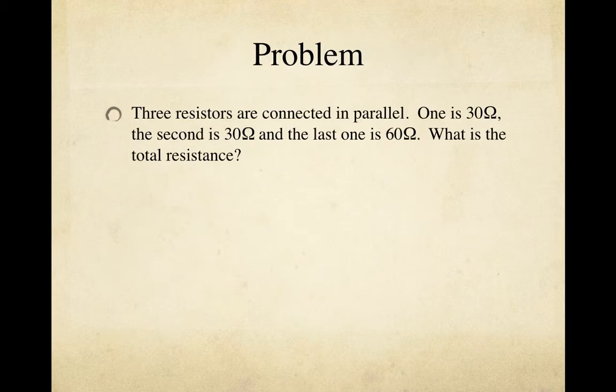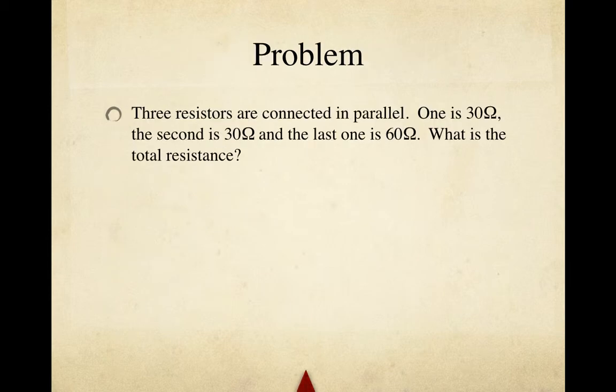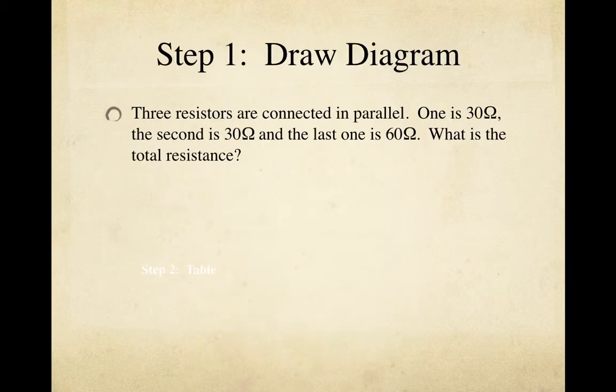Alright, so here let's look at our first problem. We have three resistors connected in parallel. The first two are 30 ohms and the last one is 60 ohms. What is the total resistance? Alright, so what's step one? Oh yeah, draw a diagram. So let's draw a diagram.